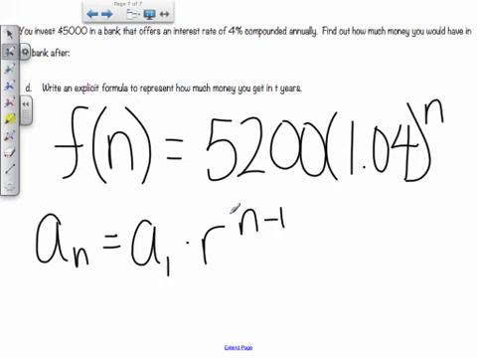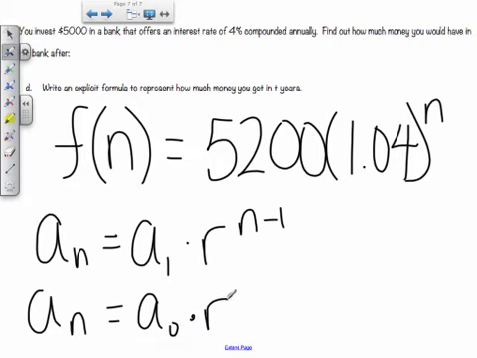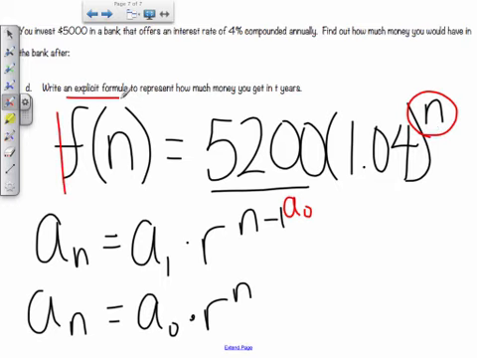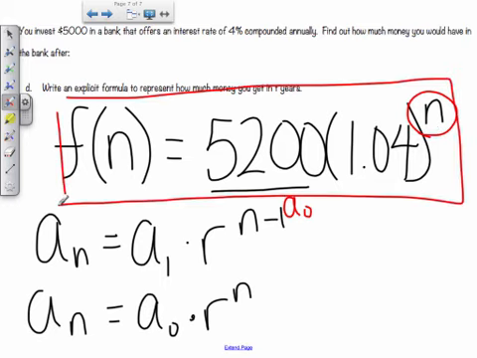And remember, we have to raise this to 1 less than n power because we already have our a sub 1. But if we have our a sub 0, I don't have to raise it to 1 less power. It's just r to the n power. And this right here is your a sub 0. And this right here is your n power. Okay? So this formula should make sense to you right here. Make sure that you come to next class with any questions you have.